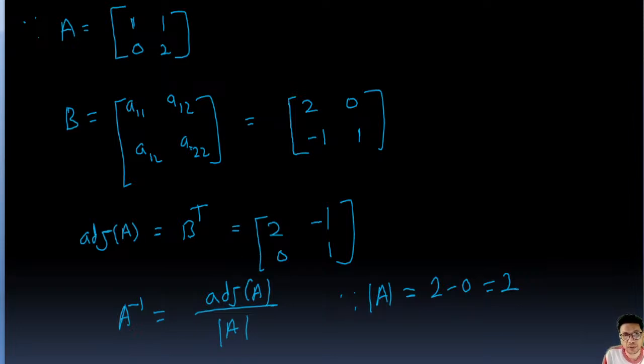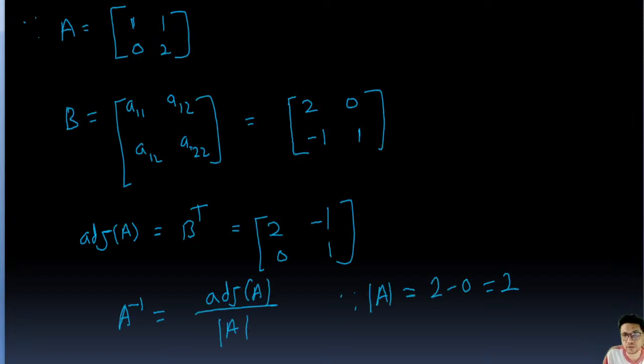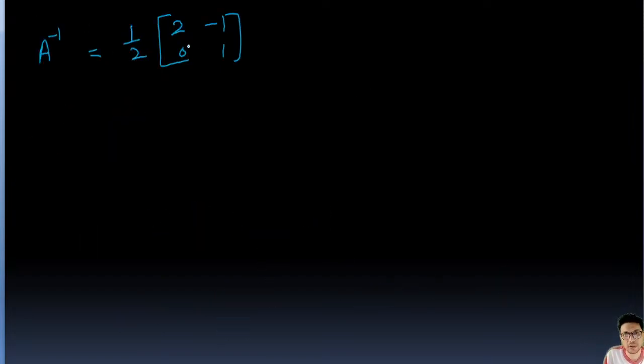2, minus 1, 0, 1. So this is going to be 1, minus 1 by 2, 0, 1 by 2. Okay, this is A inverse.